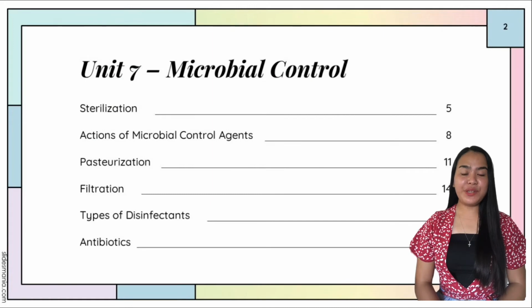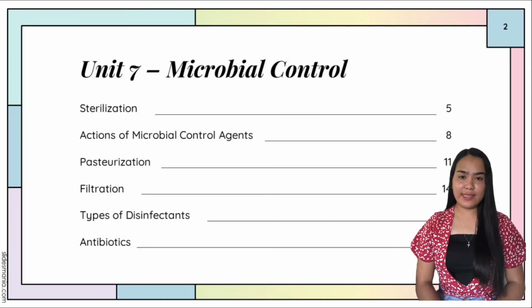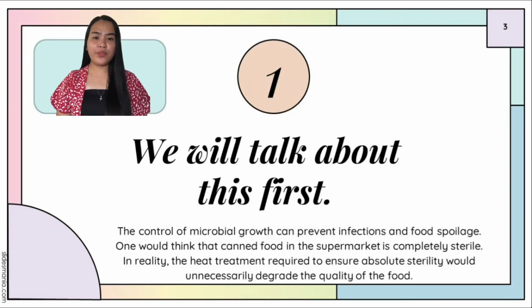Unit 7: Microbial Control. And lastly, for Unit 7, I will discuss sterilization, actions of microbial control agents, pasteurization, filtration, types of disinfectants, and antibiotics. The control of microbial growth can prevent infections and food spoilage.